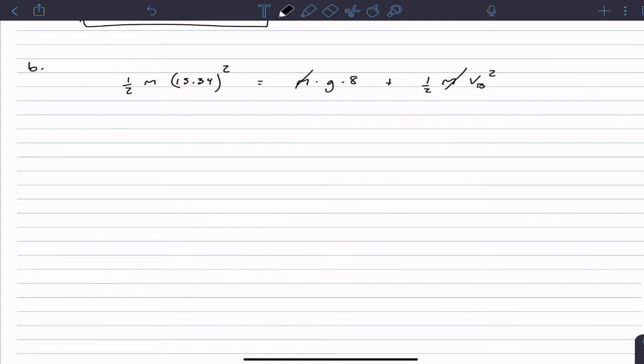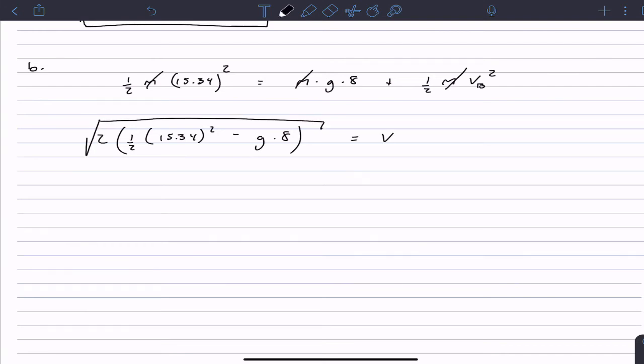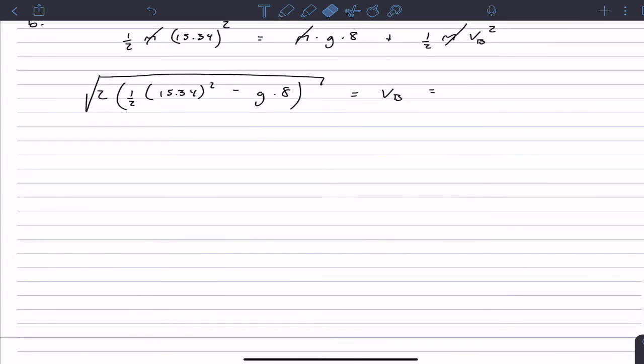Well, let's get rid of these m's. All we have to do is plug this stuff in. Minus g times 8. This is all times 2. And then there's a square root. So you could just plug it in directly like that, which is what I'm going to do, and that gives us 8.852 meters per second, right?